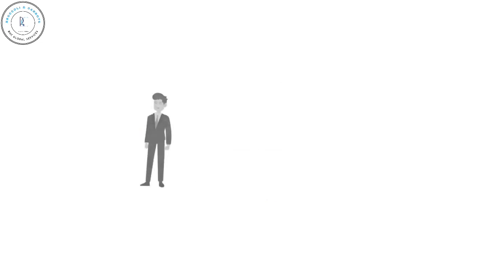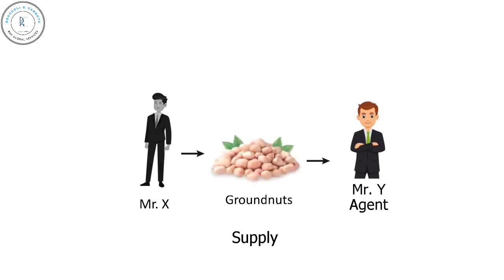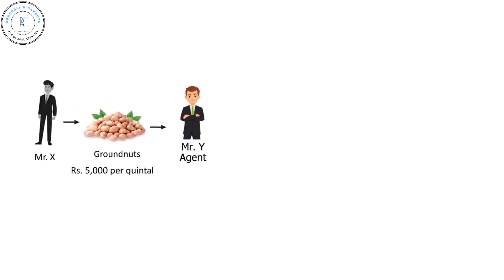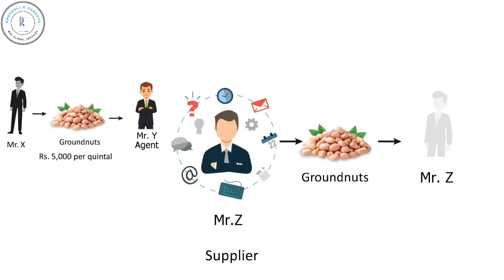Example: let's assume that the principal Mr. X supplies groundnuts to his agent. The agent Mr. Y supplies groundnuts of like kind and quality in subsequent supplies at a price of 5,000 rupees per quintal on the day of supply. Another independent supplier Mr. Z is supplying groundnuts of like kind and quality to the said agent at the price of 4,550 rupees per quintal.